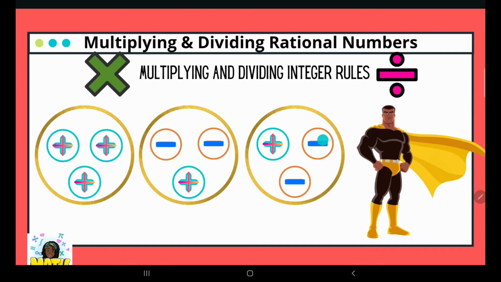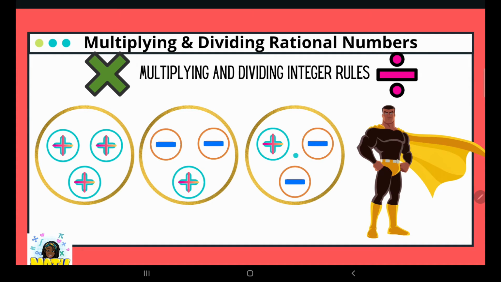Now, what about when the signs are different? So if I'm multiplying a positive times a negative, the answer will be negative. And if I'm dividing a negative by a positive, the answer will be negative. So we can actually conclude same signs when multiplying and dividing will give us a positive answer, and different signs when multiplying and dividing will give us a negative answer.